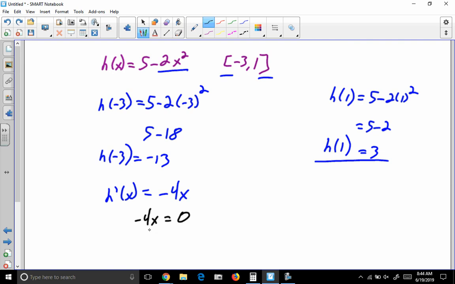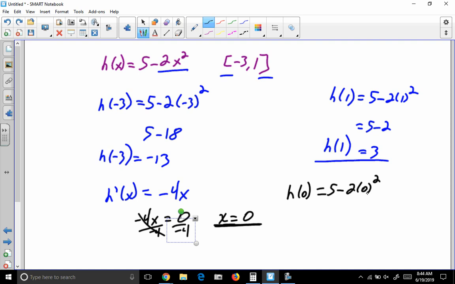So if we set it equal to 0, divide both sides by negative 4. So we have a critical point at 0. Is 0 in our interval? Our interval goes from negative 3 to 1, so yes, 0 is inside our interval. So we need to find out what is the y value when x is 0. So if we plug in a 0, 0 squared is 0, 2 times 0 is 0. So our y value when x is 0 is 5.